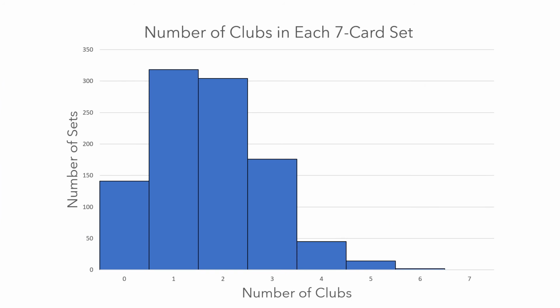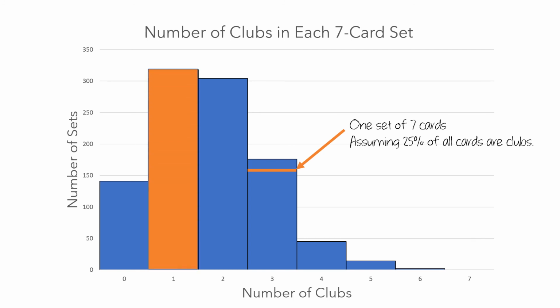And now we can make a histogram to look at the distribution of the number of clubs in each 7-card set. Now each item in this distribution is one set of 7 cards. And what is particularly important is that this is all made by assuming 25% of all cards in the deck are clubs. And this sampling distribution shows us how likely it is to get a set of 7 cards that has 1 club or 4 clubs.